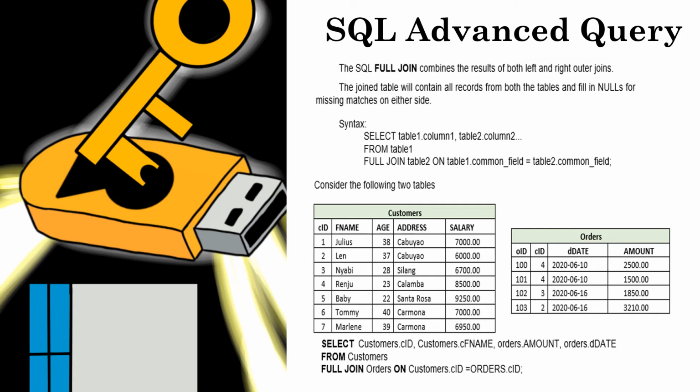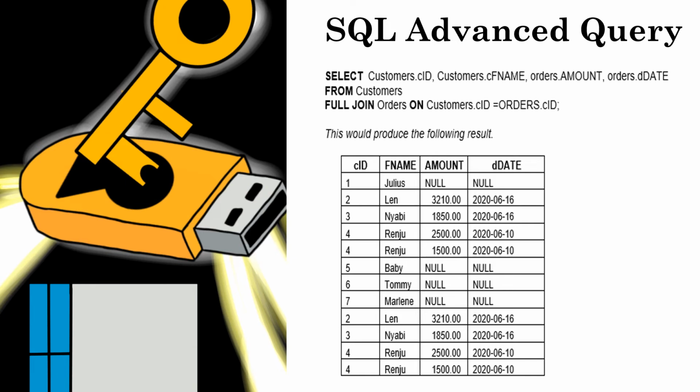Considering the following tables, customers and orders, we use select customer.CID, customer.FName, comma, orders.amount, comma, orders.date from customers full join orders on customers.CID is equal to orders.CID. That SQL will produce the following results.